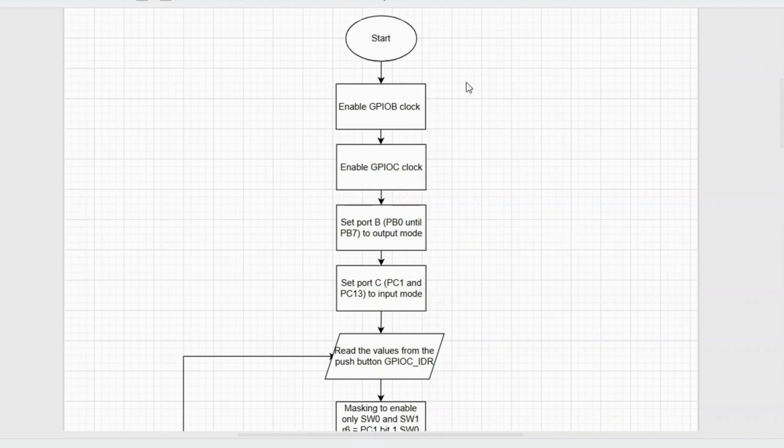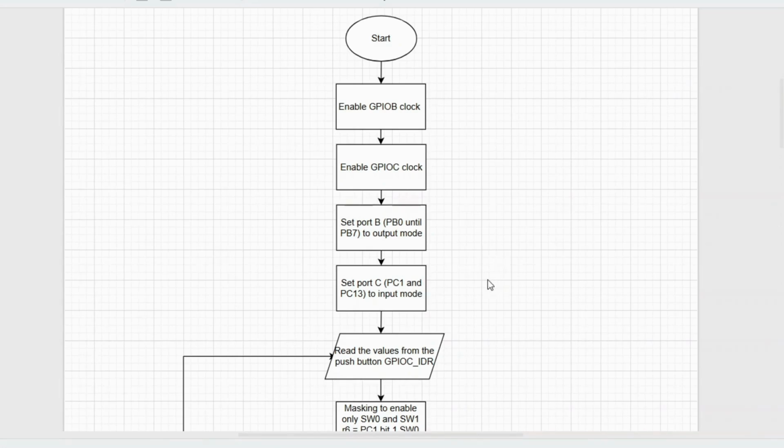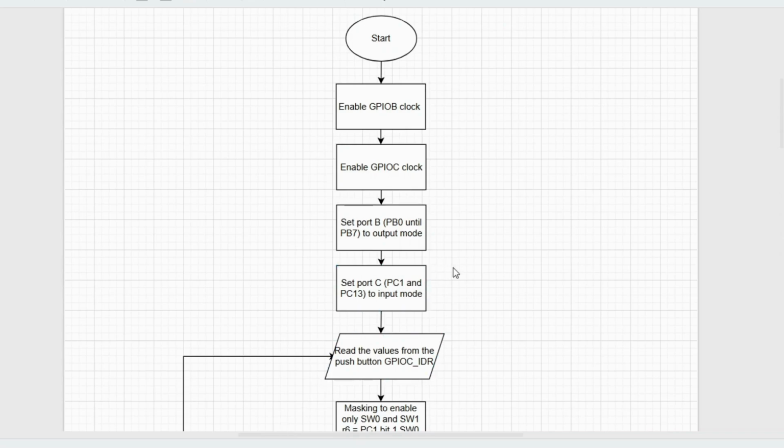First of all, when we start the program, the first thing is to enable the port B clock by enabling GPIOB. After that, it will enable the GPIOC clock to enable port C. After that, it will set PB0 until PB7 to output mode, meaning PB0 until PB7 will become the output port for the STM. After that, it will set PC1 and PC13 to input mode.